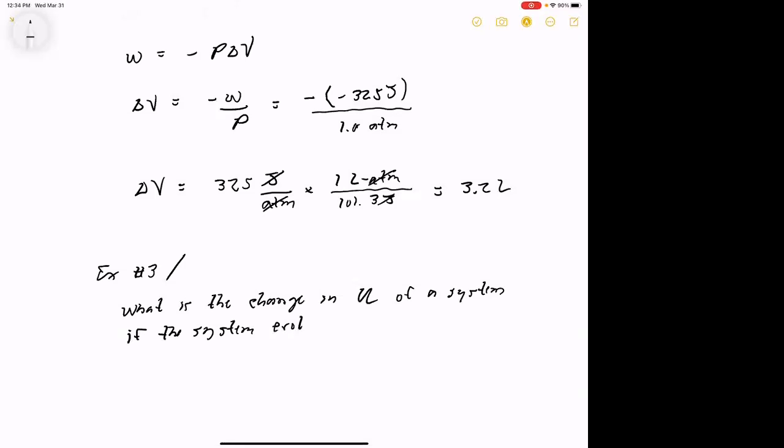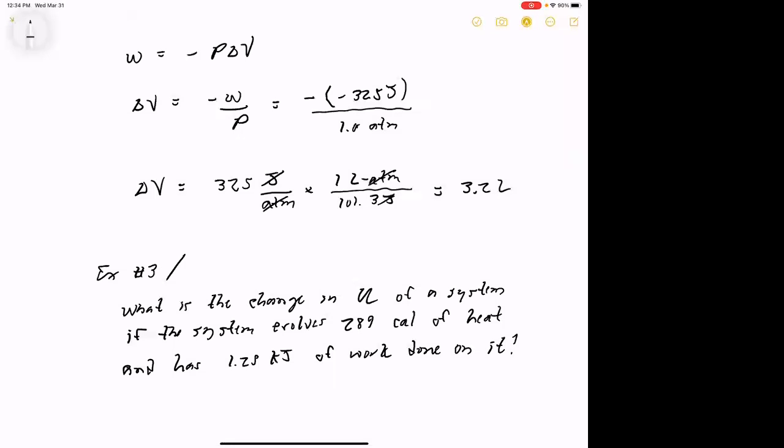evolves 289 calories of heat, and has 1.25 kilojoules of work done on it. All right, so this is nice because we again have to think about the total change in internal energy as there's a change in heat and a change in work applied to the system.